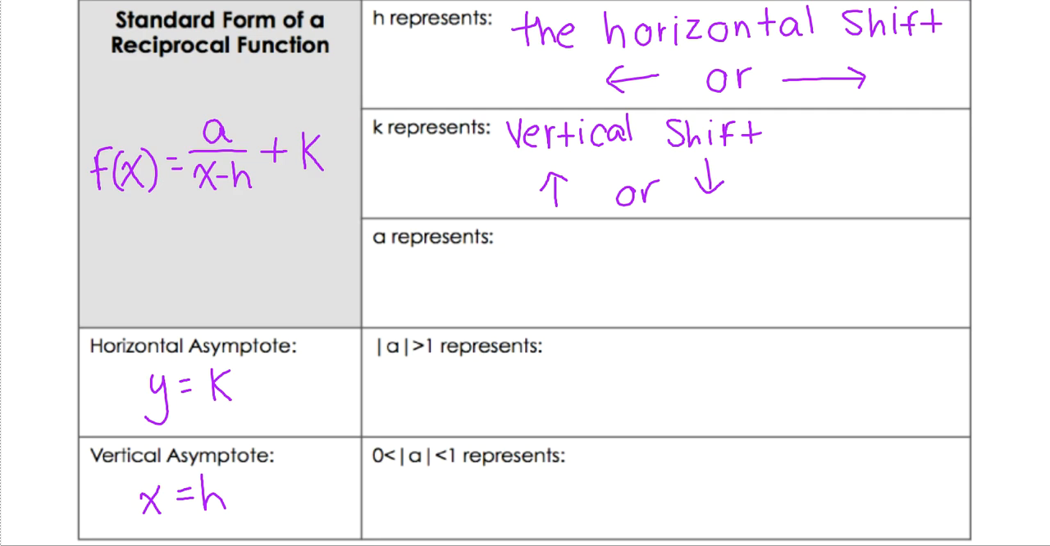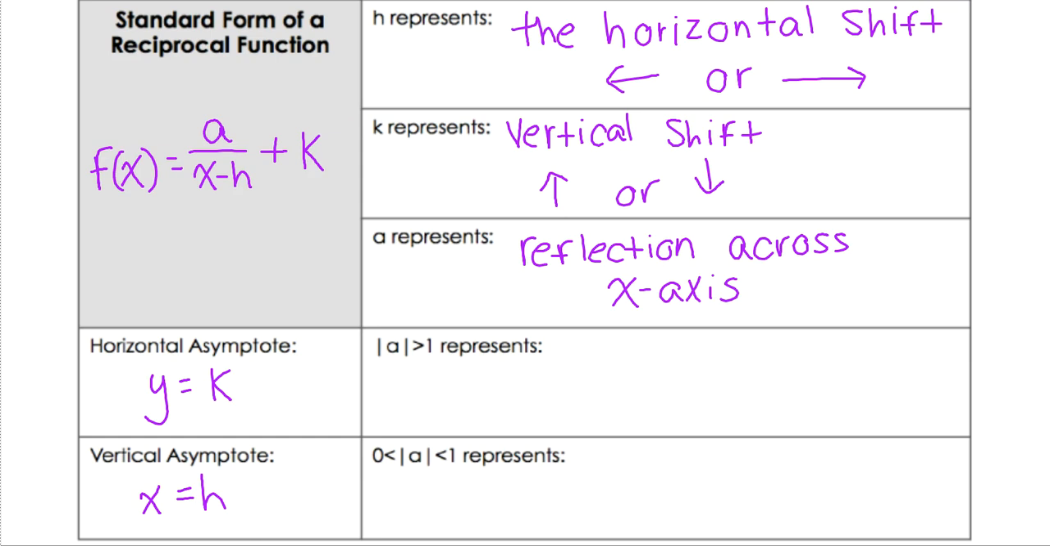All right, and then we have that last letter A. That A represents our reflection. And when the A becomes a negative, that's going to reflect everything across the x-axis. Remember, in order for it to reflect across y, we'd have to make the x negative. So the A only controls the reflection over the x-axis.